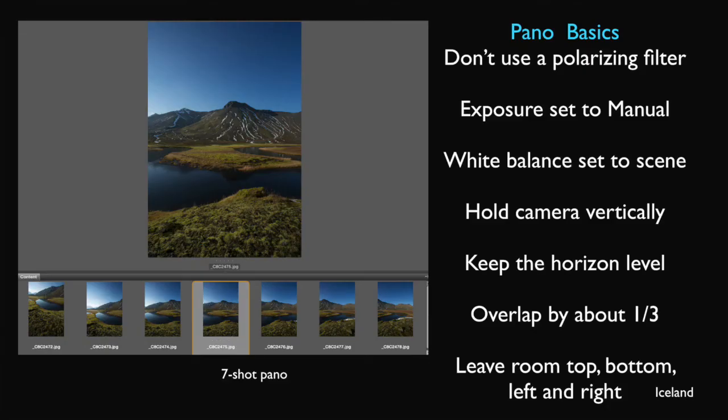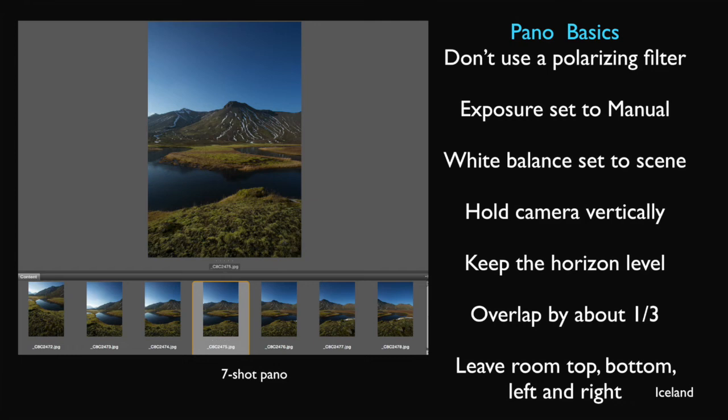Pano basics. Let's take a look at the basics you need to know when making your panos. Don't use a polarizing filter. It can cause dark bands in the sky. Set your exposure to manual so the exposure does not change throughout your pano sequence. Set your white balance to the scene so the colors do not change throughout your pano. Hold your camera vertically. Keep the horizon line level.